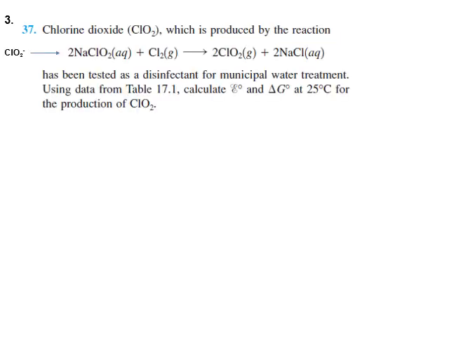All right, this one's a little hairy. It's not difficult. So let me just read it. ClO2, which is produced by this reaction, has been tested as a disinfectant. Using the data from the table, which we're going to go to in a moment, find E0. That's the standard cell voltage. So we'll just read that right out of the chart, just as we've been doing.